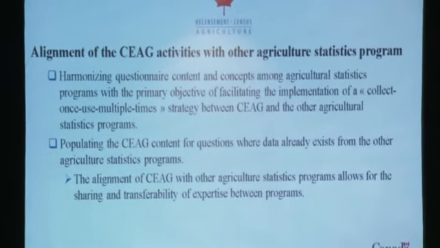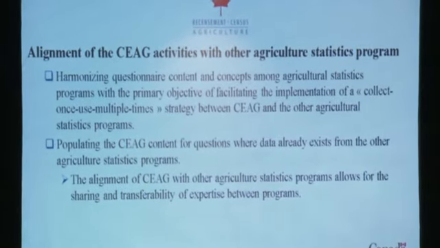I've already talked about the collect once, use multiple times approach, and also integrating some of the content for questions that already exist on the questionnaire. If we already collect information on a survey, we are not going to collect that information on the Census of Agriculture, but we will use the data coming from the survey to populate the content on the Census of Agriculture. We tested this in May of 2019 when we did our census test, using information from the greenhouse survey, maple, mushroom, and other surveys.